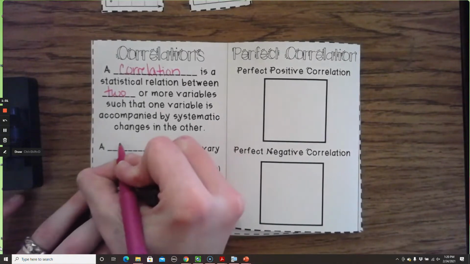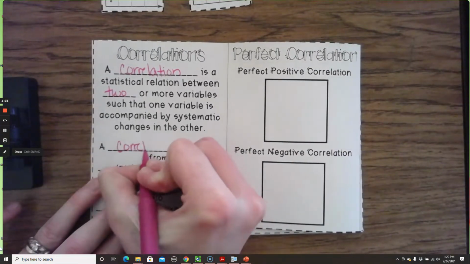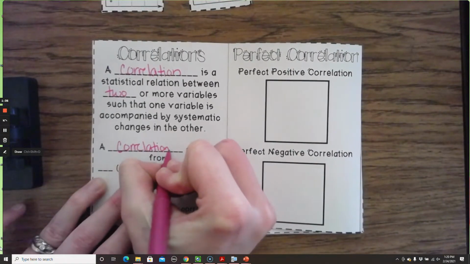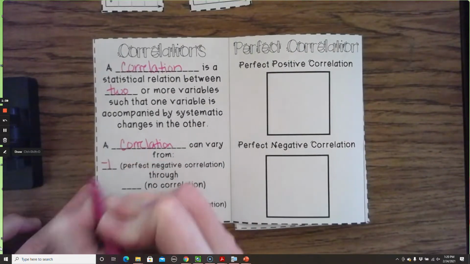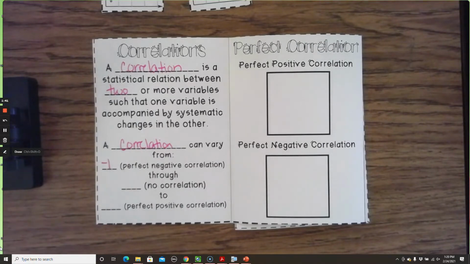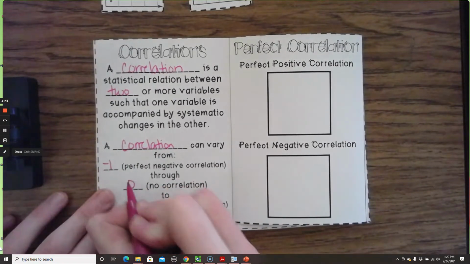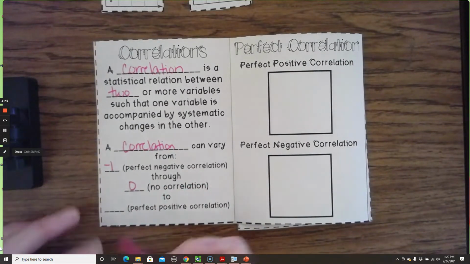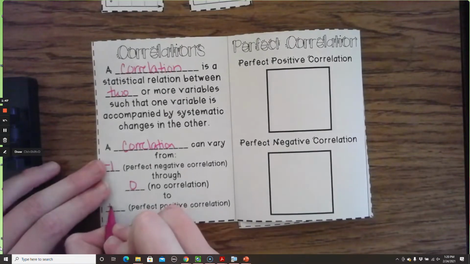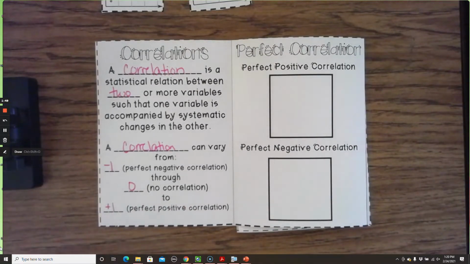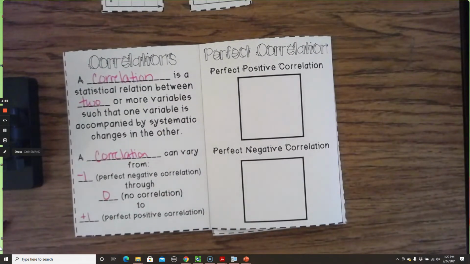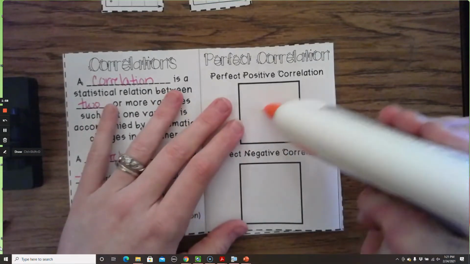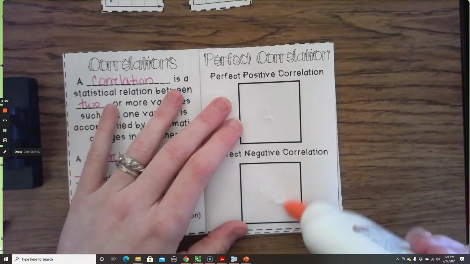A correlation can vary from -1, which is a perfect negative correlation, through 0, which is no correlation, to a +1, which is a perfect positive correlation. So the first ones we're going to look at are the perfect correlations. So we've got a perfect positive and a perfect negative.